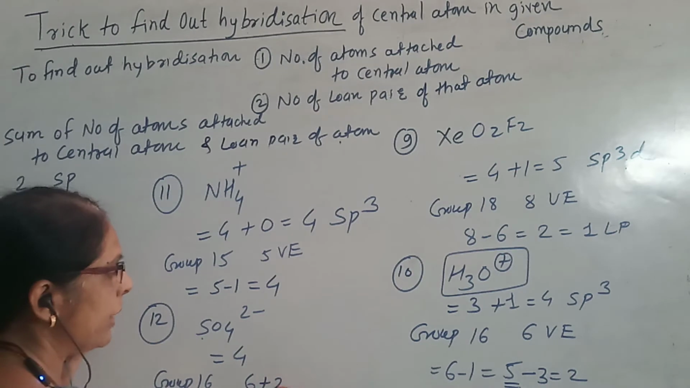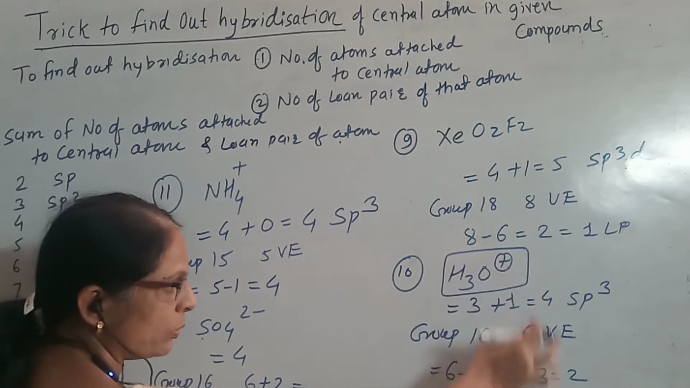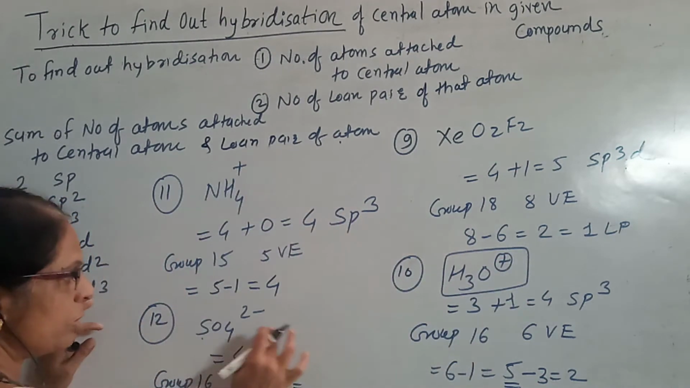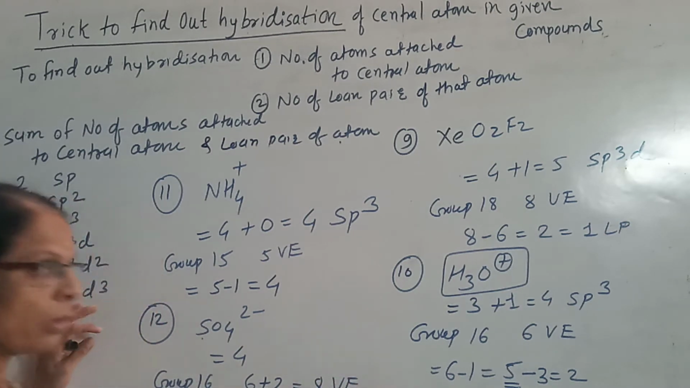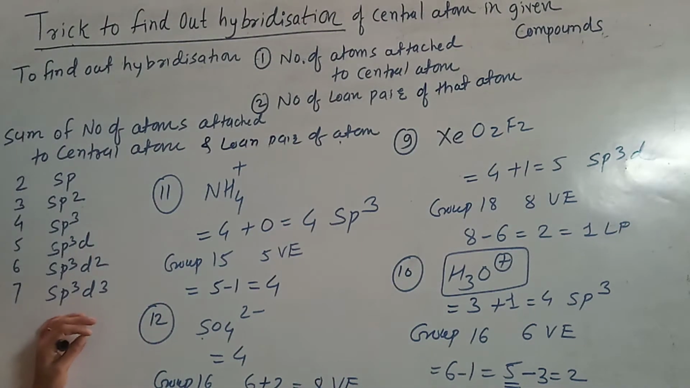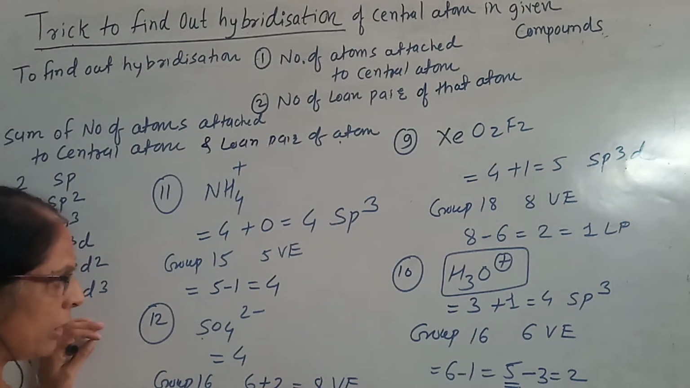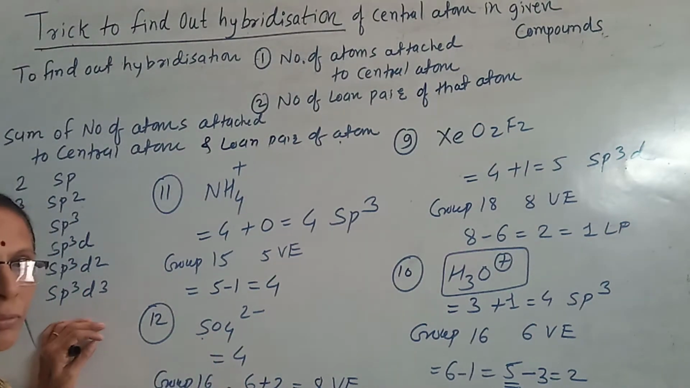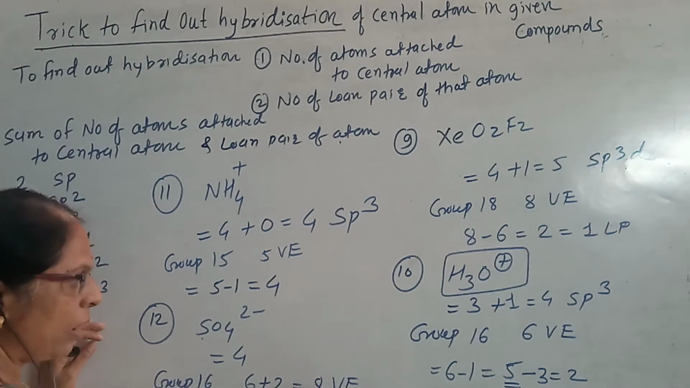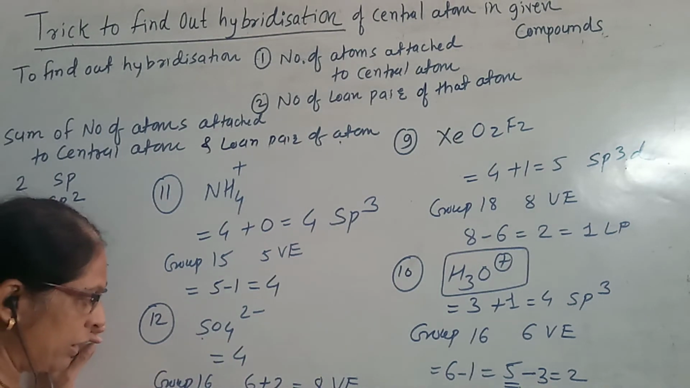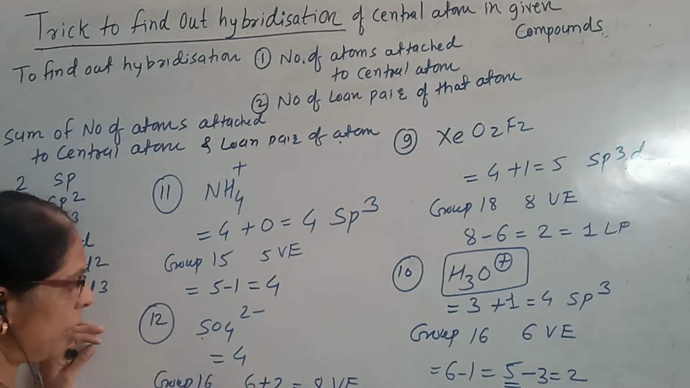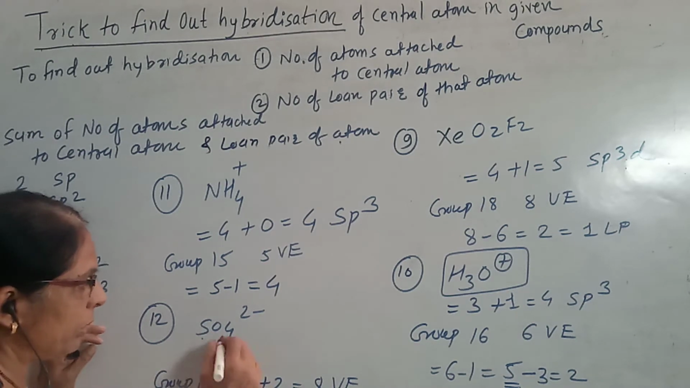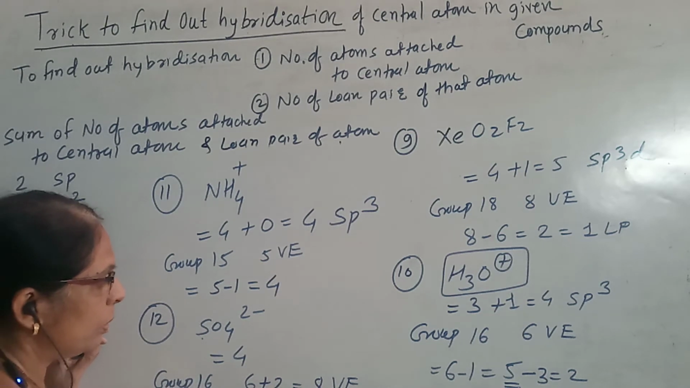So therefore you have to add. In the case of the plus, we have to subtract. In the case of the minus, we have to add. So the total number of valence electrons available is now not 6, but 8. Out of the 8, oxygen is divalent and all are busy. 4 into 2 is 8. So 8 valence electrons are busy in forming the bond with the sulfur, so it has 0 lone pair.